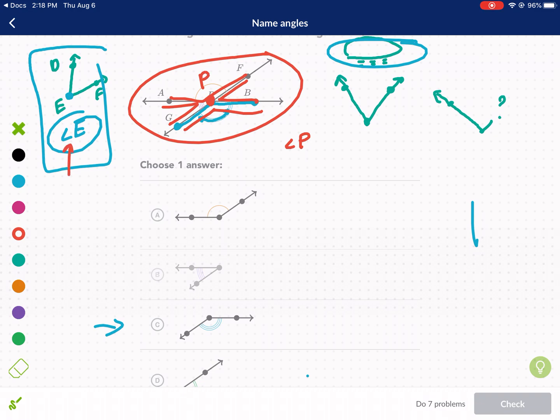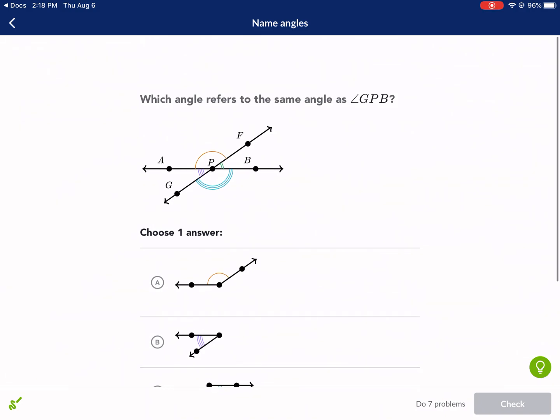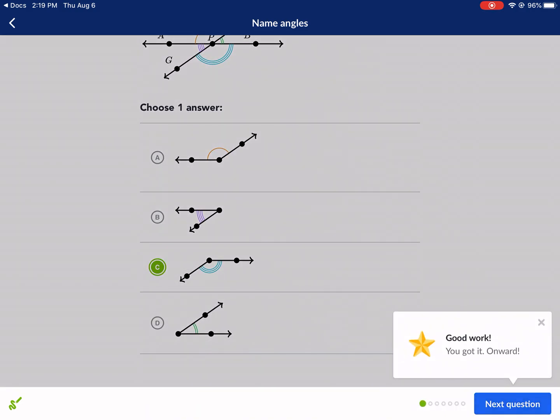When you use 1 letter, it has to be the vertex, so E is the vertex here, but it can't share a vertex with any other angles. So in this first example I gave with E, yes, it's by itself, there's no other vertex it shares, but in the example for the question, there were many other angles that shared vertex P, so we need to use 3 letters here, which is why I called it GPB. So we determined it's C, we check our answer, good to go.